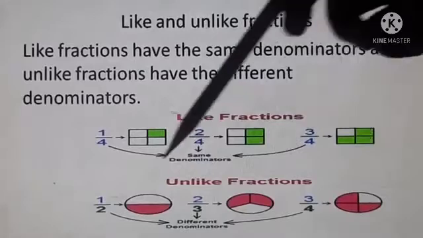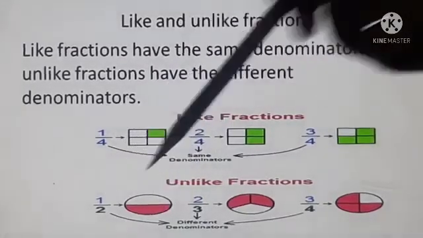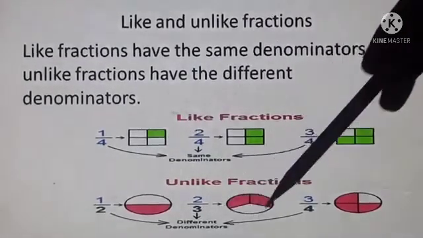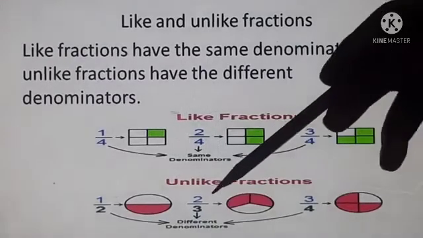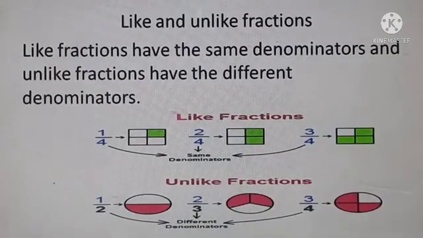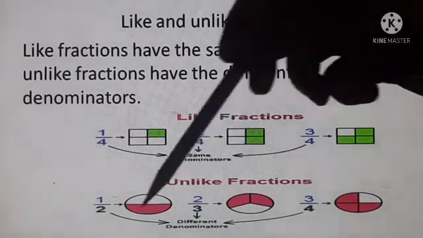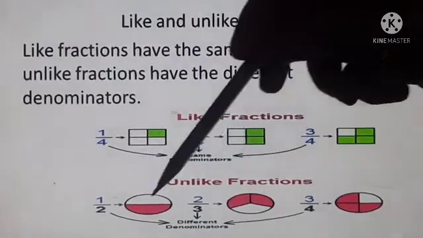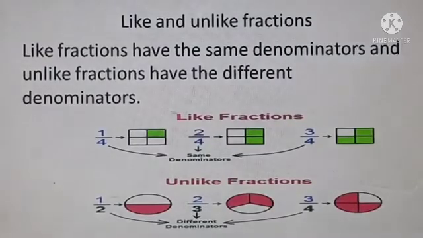Unlike fractions. Now see this. This figure is divided into 2 equal parts. One part is shaded. So the fraction is 1 by 2. Now the figure is divided into 3 equal parts and 2 parts are shaded. So fraction is 2 by 3. Now the figure is divided into 4 equal parts and 3 parts are shaded. So the fraction is 3 by 4. Different denominators are there, 2, 3, 4. So these fractions are known as unlike fractions. 1 by 2, 2 by 3, 3 by 4.